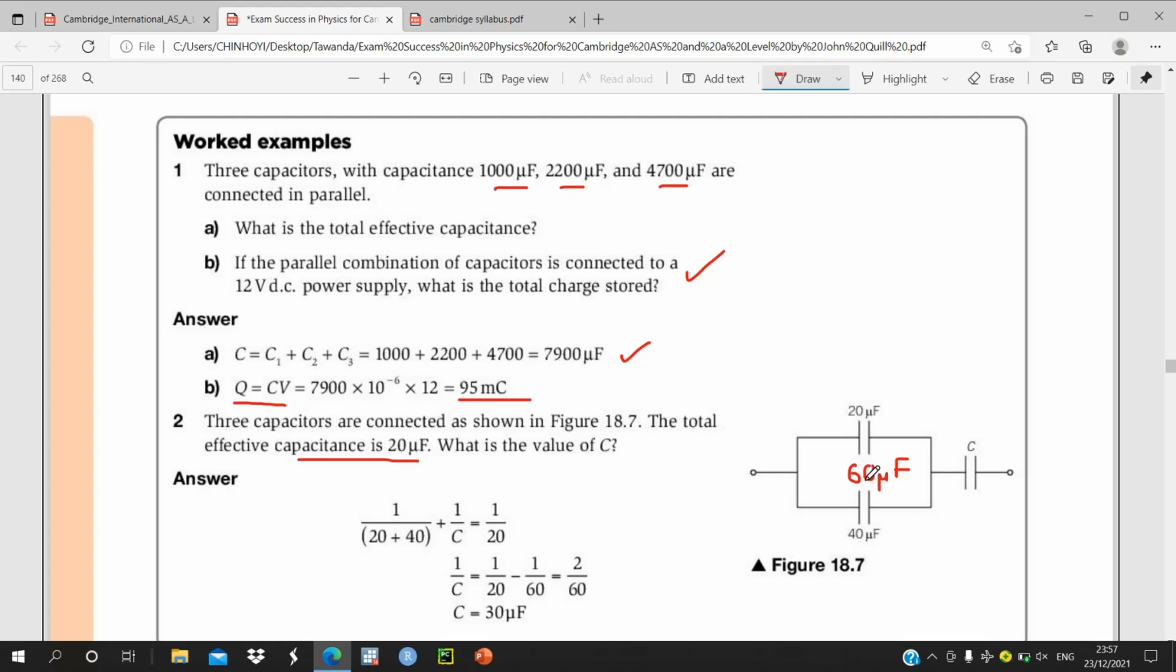Then we also have this. This one is 60 microfarads, and this one we have. So if they are now in series, we are going to say the effective capacitance that we are given, 1 over combined, which is 20, is the same as 1 over 60 plus 1 over C.